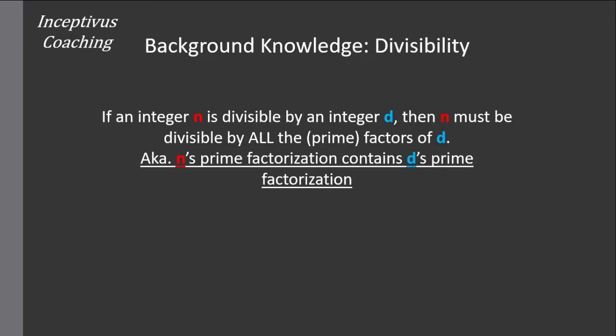And the reason I focus on prime factorization is that an integer can have many factorizations. For example, 12 can have 1 and 12, 2 and 6, 3 and 4. However, each number has only one prime factorization. Let's illustrate this idea of divisibility using some examples.